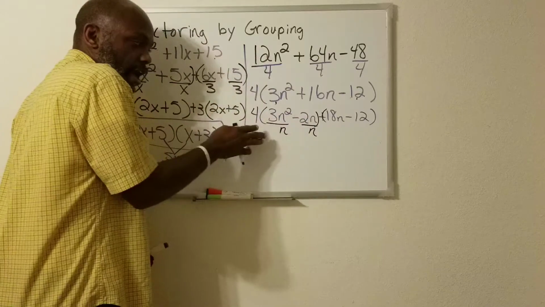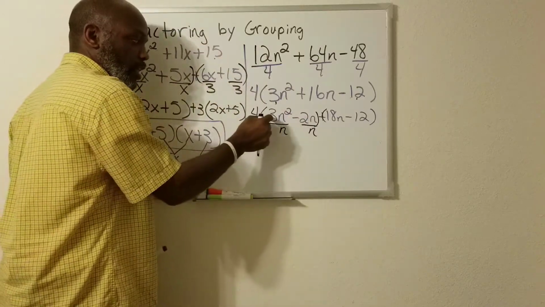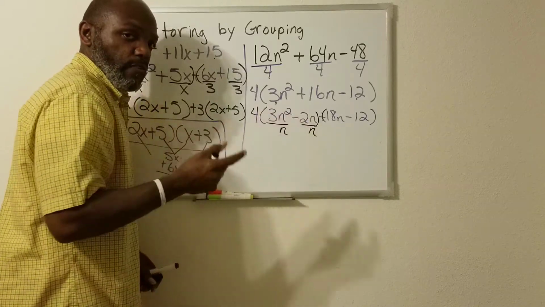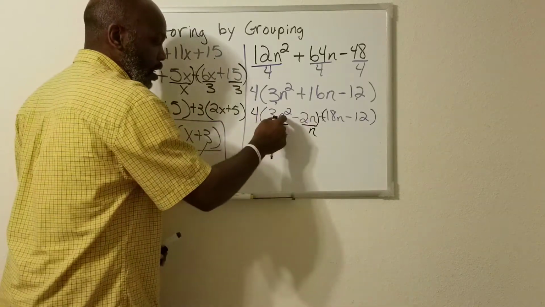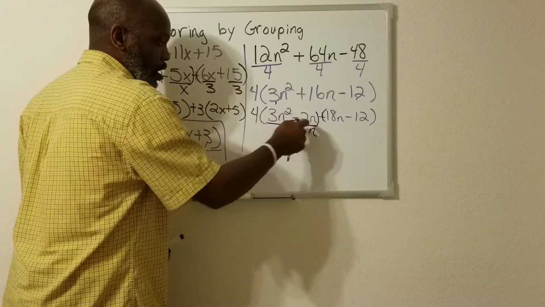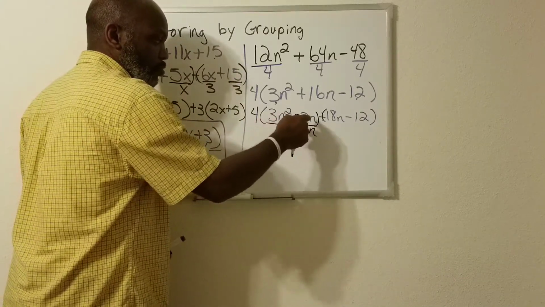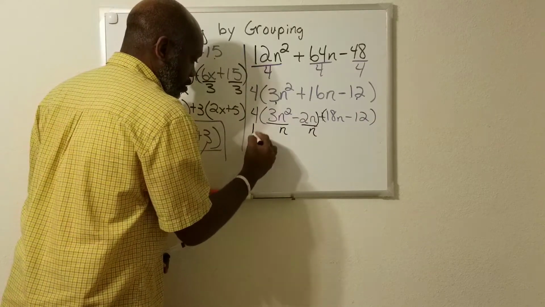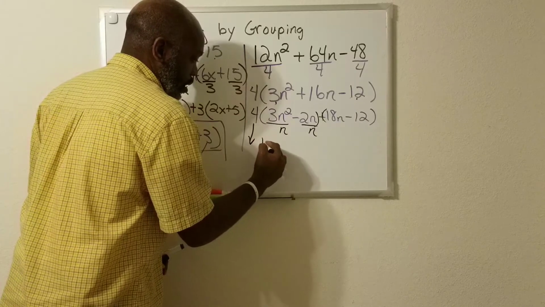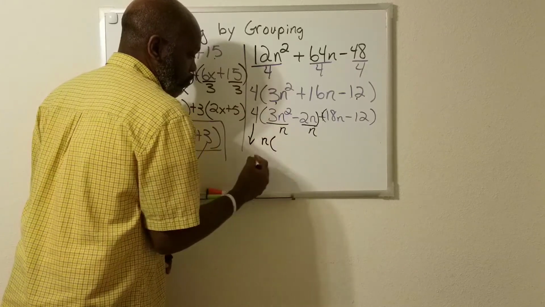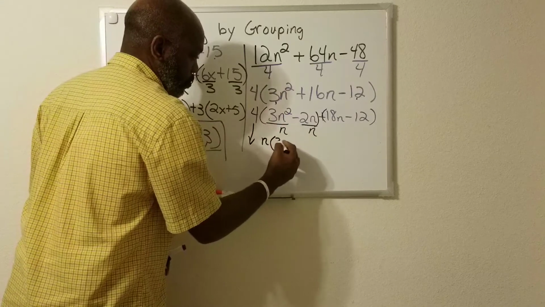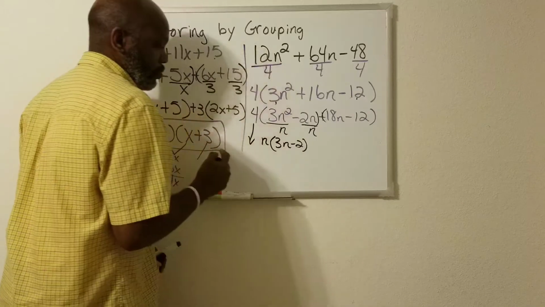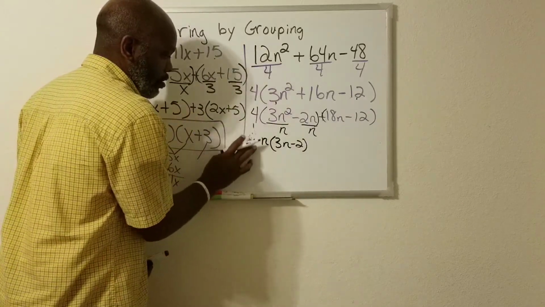Let me walk you through what I did. I looked at the coefficient of 3 and the coefficient of 2, and they do not have a greatest common factor other than 1. Then I look at the variable n squared and n, and the greatest common factor between those two is n. So I am going to factor out the n, and I can't forget about this 4. I am left with 3n minus 2.